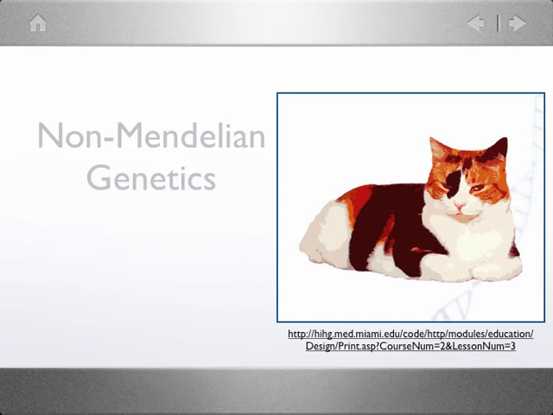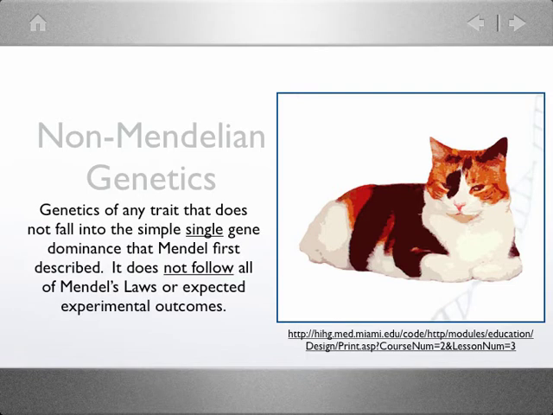Hi. So what we're going to do now is something called non-Mendelian genetics, which does not follow the laws of Mendel, and you will not get the expected ratios that we've been getting in step number 1, 2, and 3. So it's the genetics of any trait that does not fall into the simple single gene dominance that Mendel first described, and it does not follow all of Mendel's laws or expected experimental outcomes.